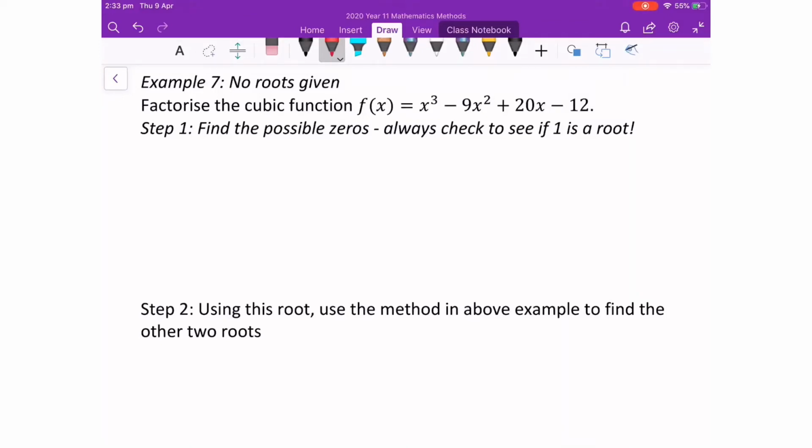Hi guys, and welcome to the final video of this series where I'm going to be showing you an example of how to factorize a cubic function when you're not given any roots, which is extremely mean.